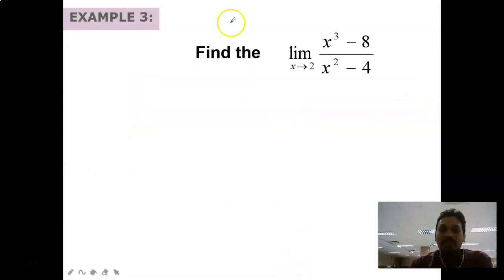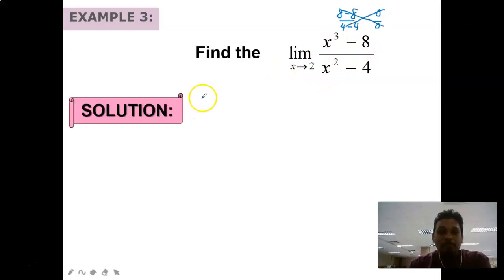Okay, now let's take a look at this one here. When x equals 2, substitute here: 2 cubed equals 8, 8 minus 8, divided by 2 squared equals 4, 4 minus 4, which is 0 over 0. So then we are not going to directly substitute the value of x equal to 2 into the function. So what can we do now?